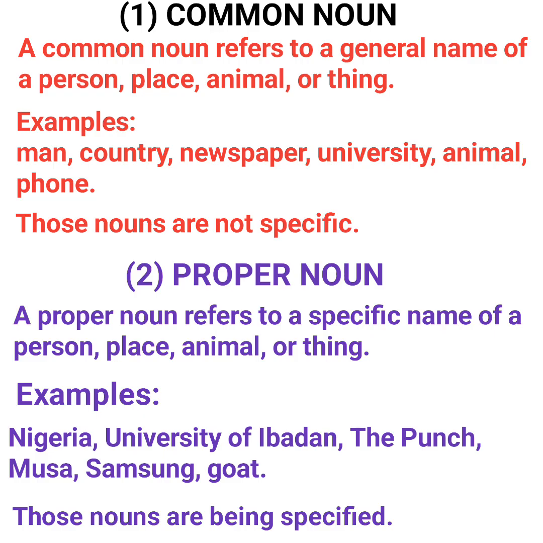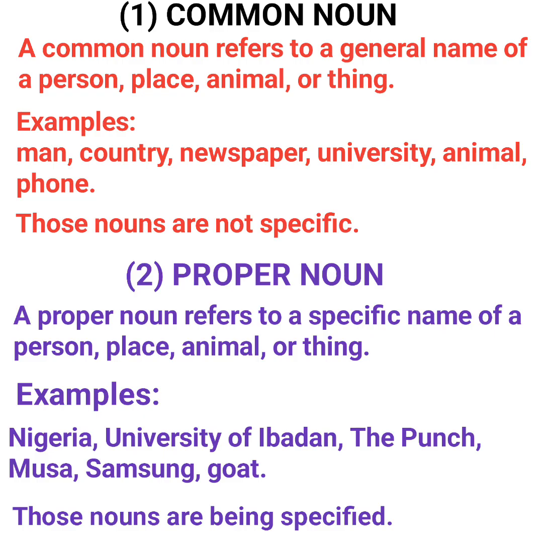Another example, if I say Nigeria, United Kingdom, United States of America, and so on and so forth, France, the general name for all these things mentioned is country. So country is the general name for all those ones. So any noun that is being mentioned without being specific is a common noun.